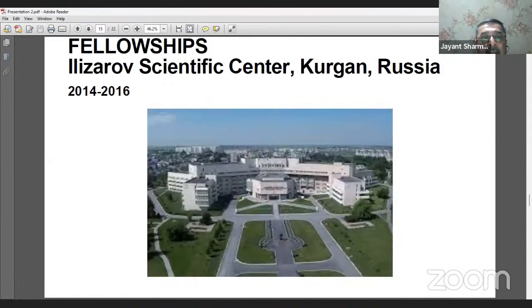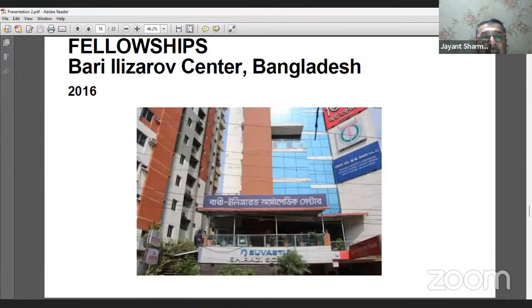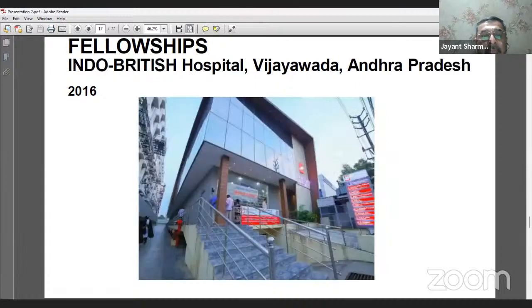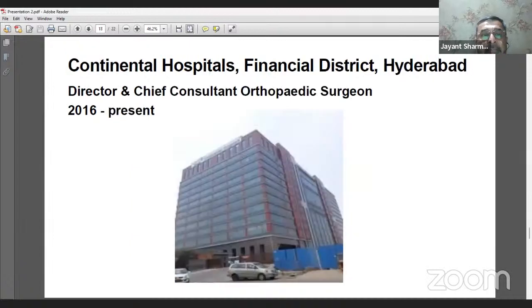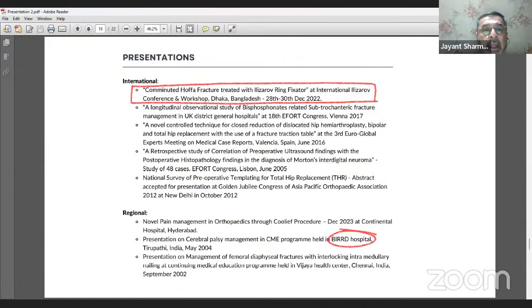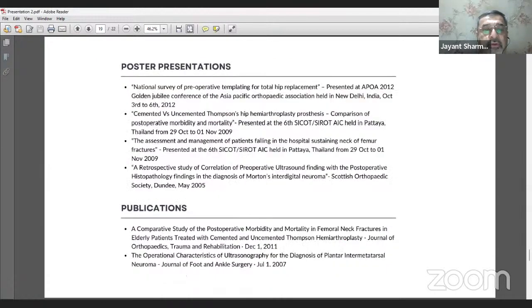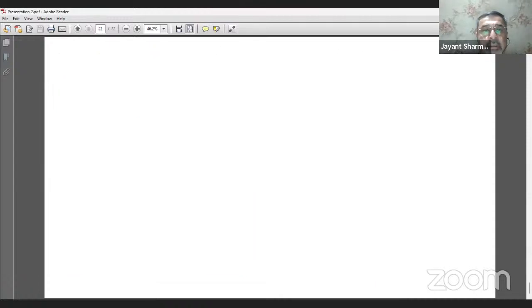And then he did his fellowship from Kurgan from 14 to 16, and then Bari Ilizarov Center, Dhaka. He did fellowship in Indo-British Hospital, Vijayawada, and now is presently working as Director and Chief Consultant at Continental Hospital, Hyderabad. We welcome Dr. Gowtham to ASAMI family, as recently joined as a member of ASAMI India, and these are a few of his presentations. I'll stop my screen share and invite him for his presentation.